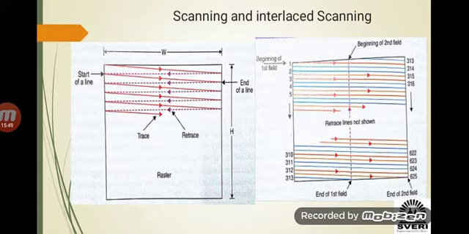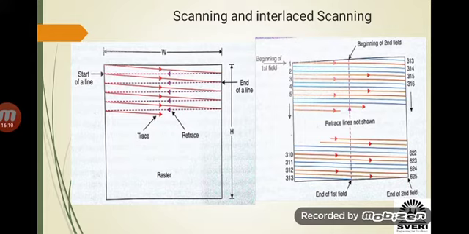So in order to eliminate this disadvantage of scanning, we go for interlaced scanning, where we ensure that an image will appear in front of our eyes for double the duration. Like earlier we used to go for 25 frames per second. Now in interlaced scanning we will be going for 50 fields per second.